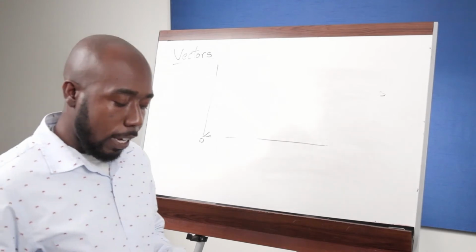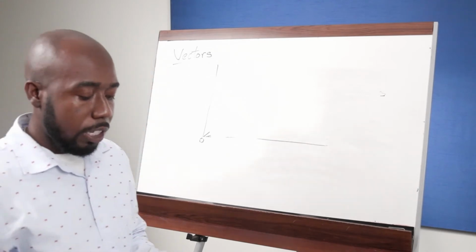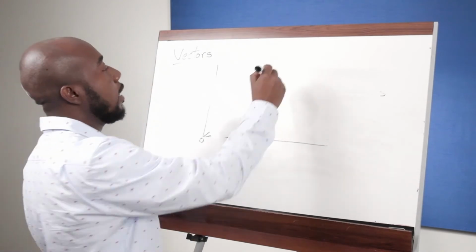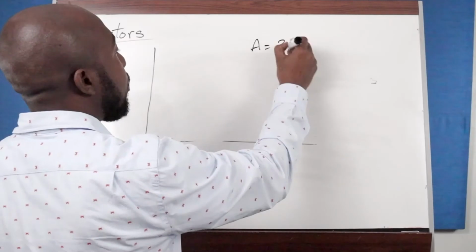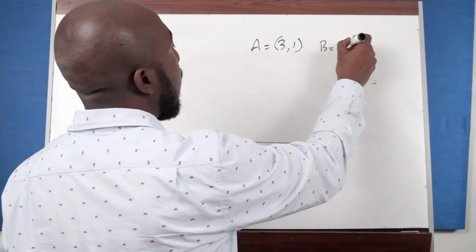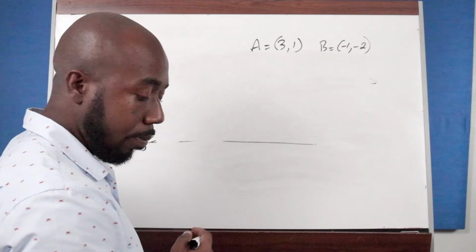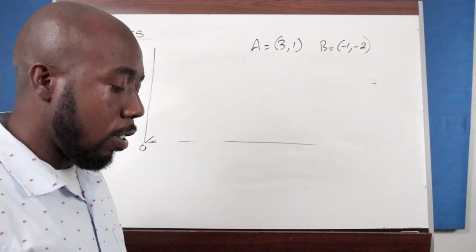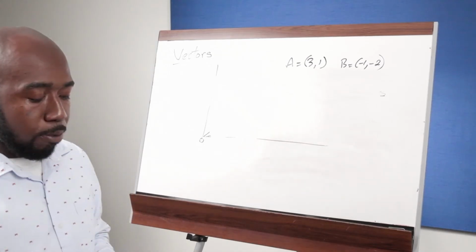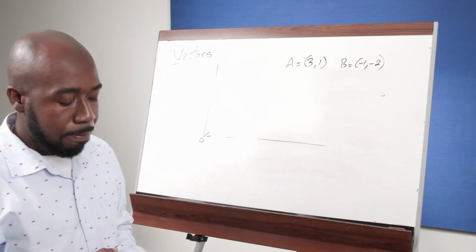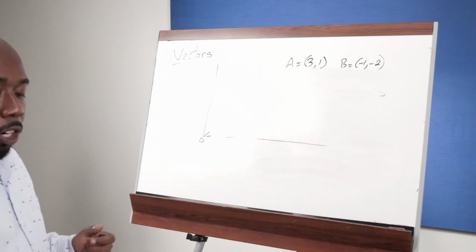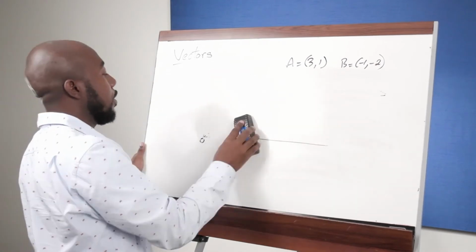Let's say the question says OA and OB are position vectors relative to the origin O. Given the points A equals 3 and 1, and B equals -1 and -2. The first question says, write down OA and OB as column vectors. Then they want us to express AB as a column vector, and part C says calculate the length of AB. What I normally do first is a sketch of what they give us.